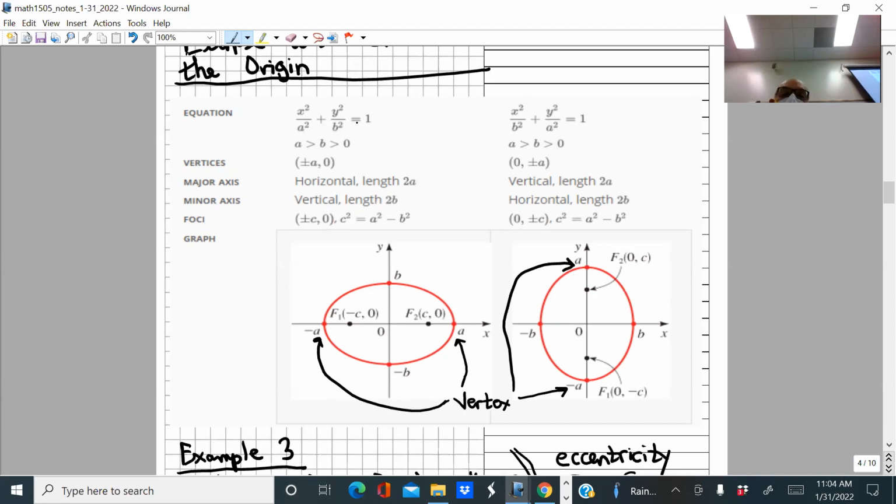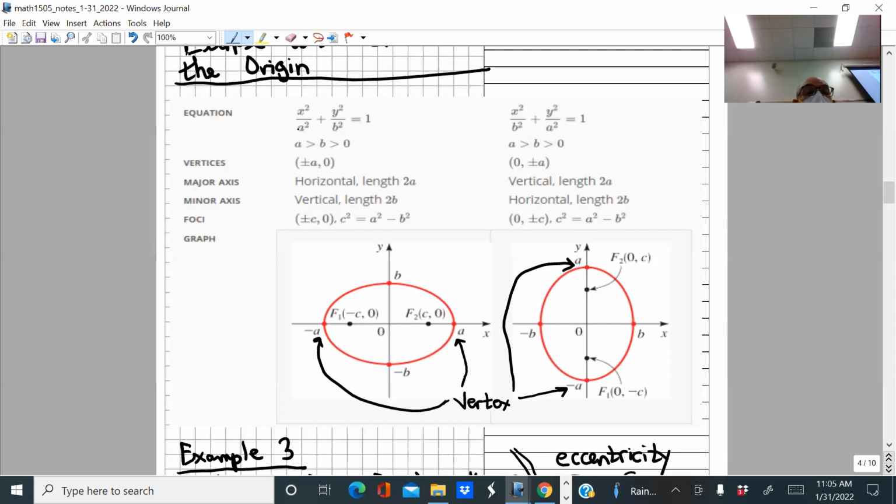Now, you may ask, why do I have two different versions of this equation? Why isn't one version enough? Because they appear to be almost the same, except we've just switched the position of the a and b in the denominators. Let me explain the difference. We're always going to assume in this equation that the a value is larger than the b value.